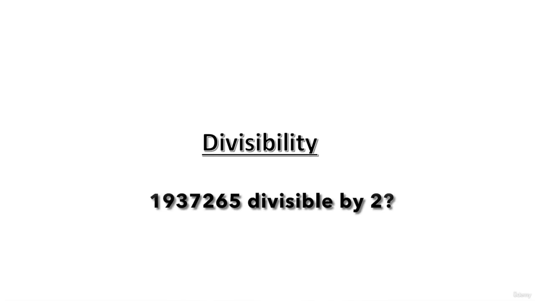Let us understand the significance of the term divisibility first. If I tell you that there is a number 1937265, is this number divisible by 2? There are two options. You can either divide the entire number by 2 and check the result, or you can use a particular test of divisibility to find out whether the given number is divisible by a particular factor.